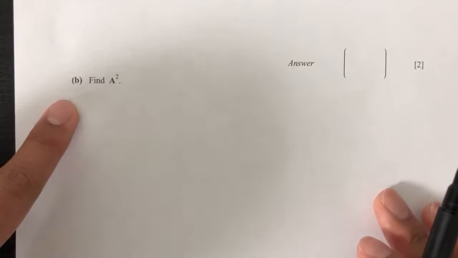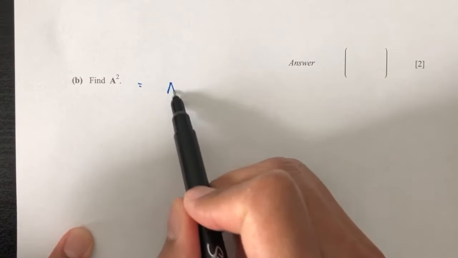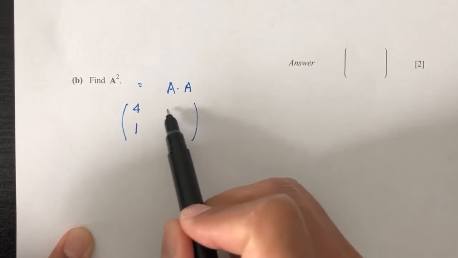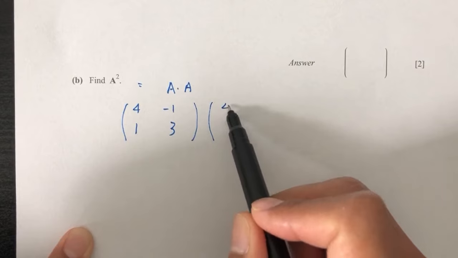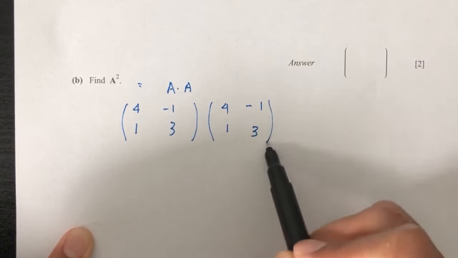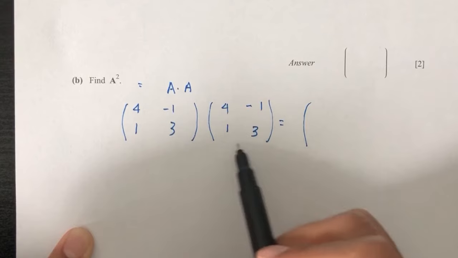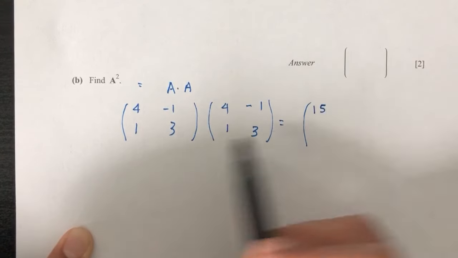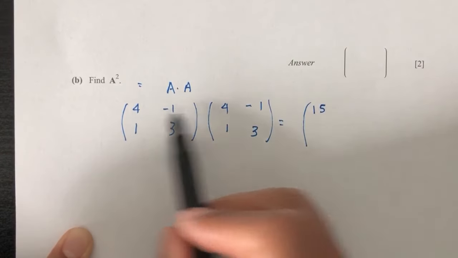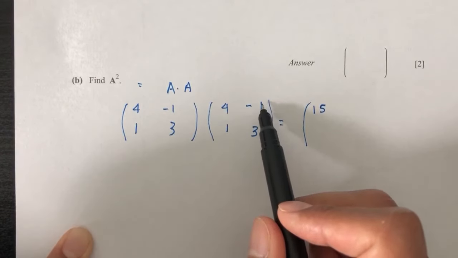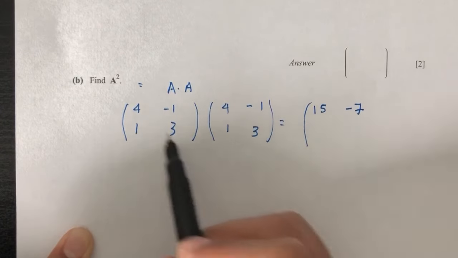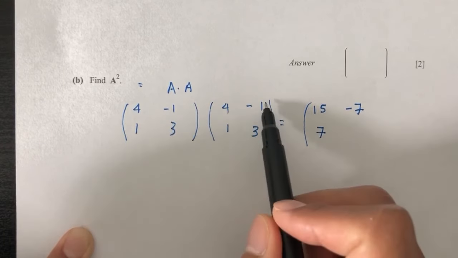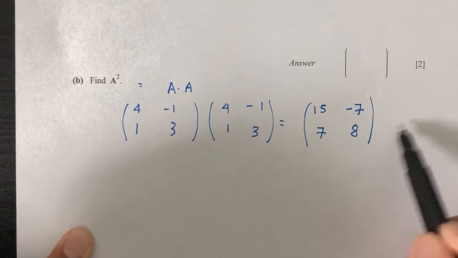Now for part B, what is A square? A square is A times A. So A times A is given to us as 4, 1, minus 1, 3, and same thing here. Okay, so let's solve. It's always row by column. So 4 times 4 is 16, plus minus 1 becomes 15. So row by column here now. So 4 times minus 1 is minus 4. Minus 4 plus minus 3 will become minus 7. Now this one, row by column. So 4 plus 3 will be 7, and minus 1 plus 9 will be 8. This will be A square.